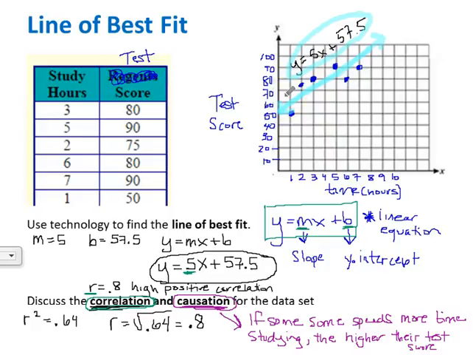You're going to be asked questions like that this week. When you look at the equation of your line of best fit, do you understand what your slope tells you and what your y-intercept tells you? Remember, your y-intercept is just where you're crossing the y-axis, and here it was at 57.5.